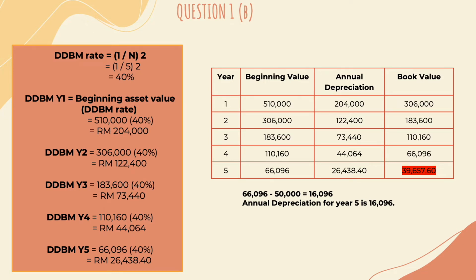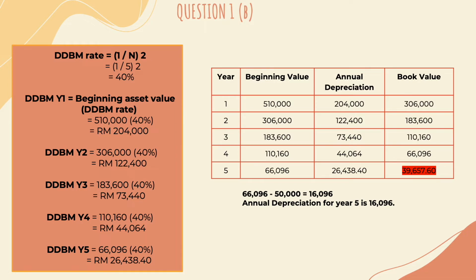As I stated before, to find the book value, the beginning value must minus the annual depreciation in order to get the book value. But for the first table, the book value doesn't match what the question stated, which is for year 5 the book value is 39,657 and 60 cents, because in this question the salvage value is 50,000.